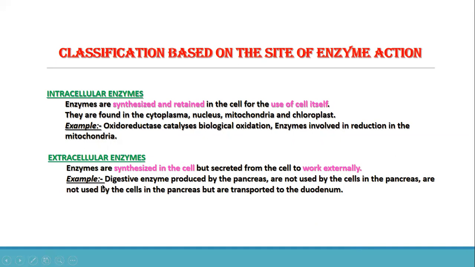Extracellular enzymes. These enzymes are synthesized in the cell but secreted from the cell to work externally. An example is the digestive enzymes produced by the pancreas, which are not used by the cells in the pancreas, but are transported to the duodenum.